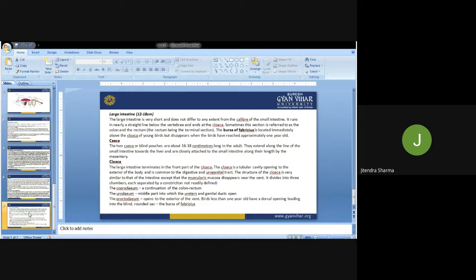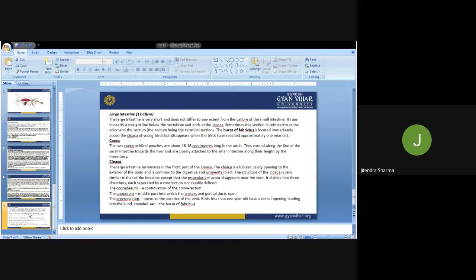Sometimes this section is referred to as the colon and rectum, the rectum being the terminal section. The bursa of Fabricius is located immediately above the cloaca of young birds, but disappears when the birds have reached approximately 1 year old.